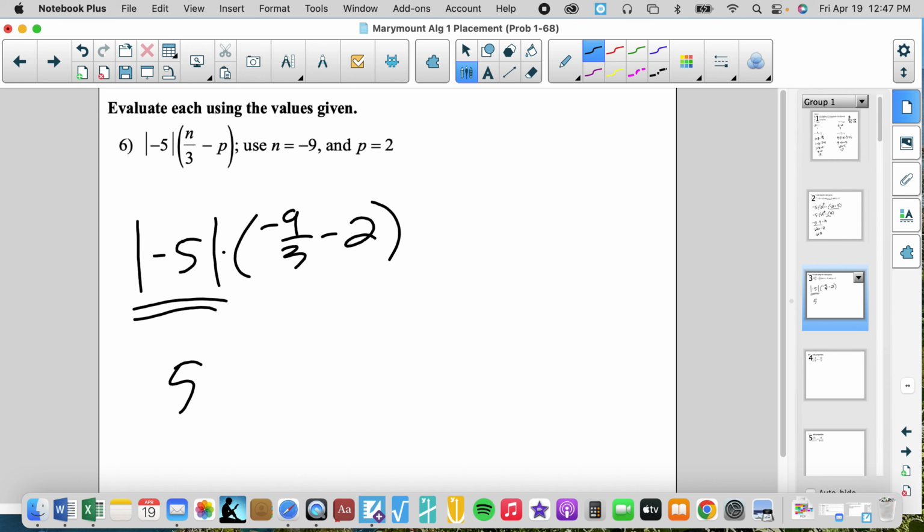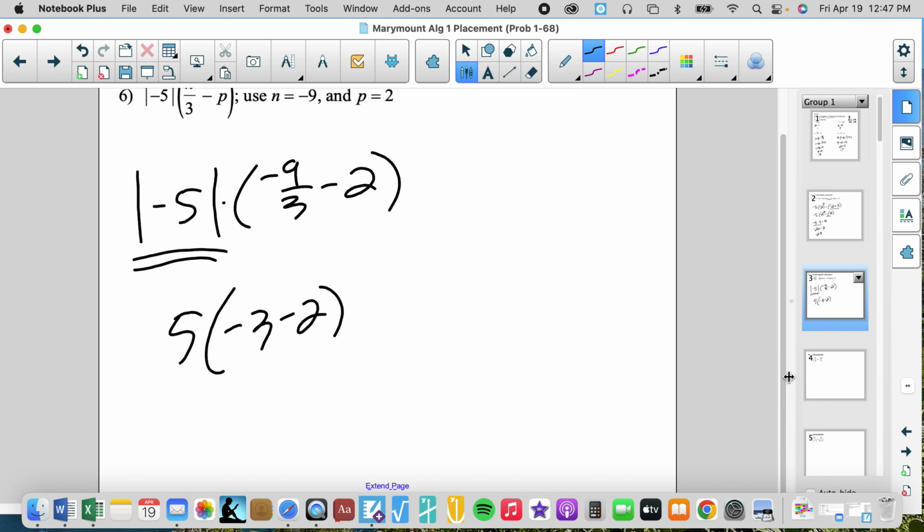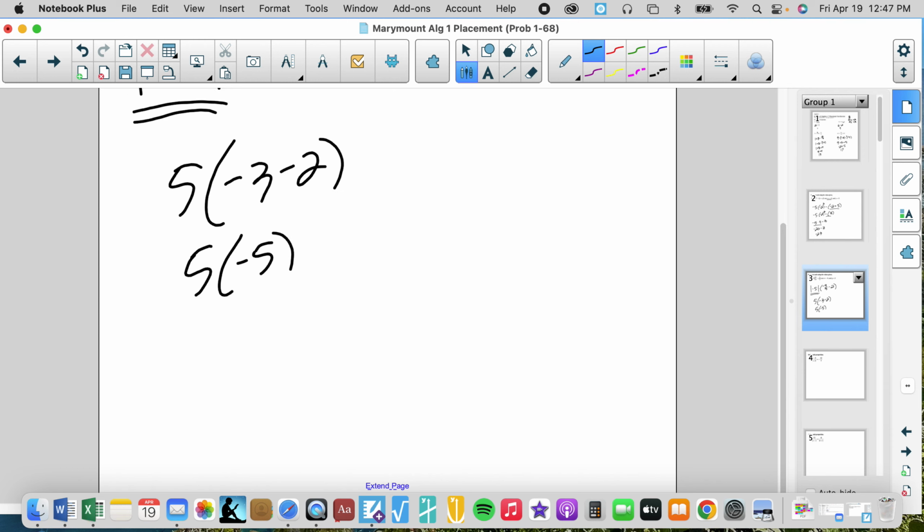This is going to be a product. -9/3, we're going to do the division, which is -3 minus 2. We will still do inside the grouping symbol, which is -5. And we get -25 as our answer.